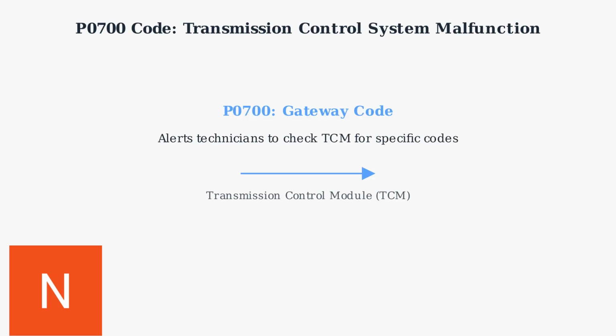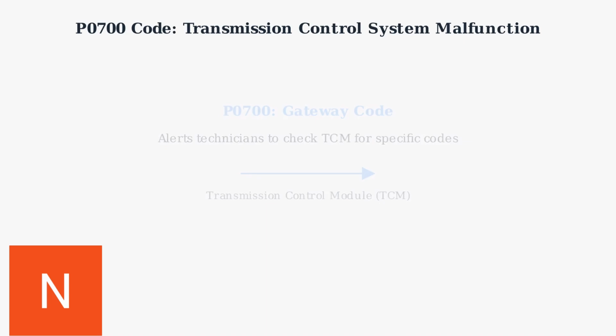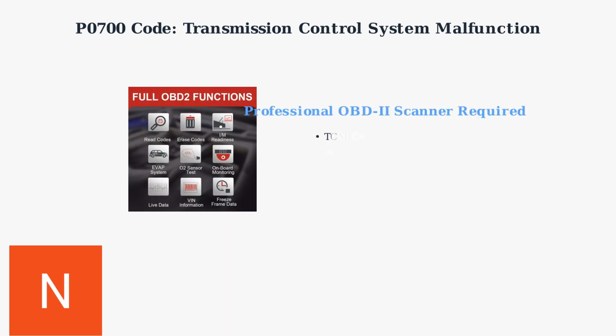gateway code. It doesn't tell us the specific problem, but rather alerts technicians that they need to dig deeper into the transmission control module. When diagnosing P0700, technicians use professional-grade OBD2 scanners that can communicate directly with the transmission control module to retrieve more specific diagnostic codes.